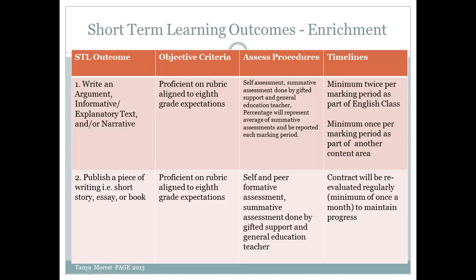And they will be aligned, but they may go beyond, because we know in the goal that if there's something in a learning contract that we want him to work towards, we can include that. Again, the same kind of assessment procedures. The contract that he writes for this independent project will be evaluated regularly, at least once a month, in order to maintain progress. If Matt decides to write a book, he's not going to do that by the end of the first marking period. So what kind of pieces he wants to publish will drive when the contract is due, but we will at least evaluate his progress on the contract once a month.